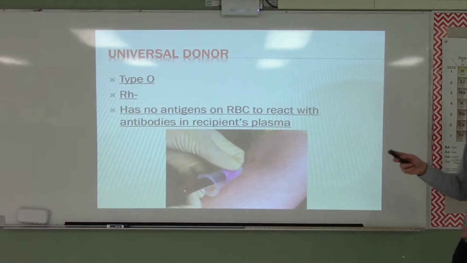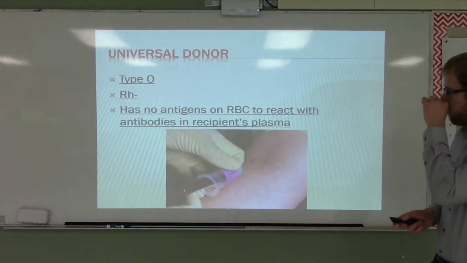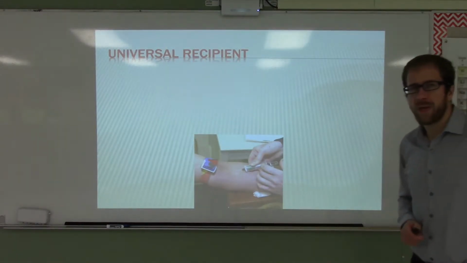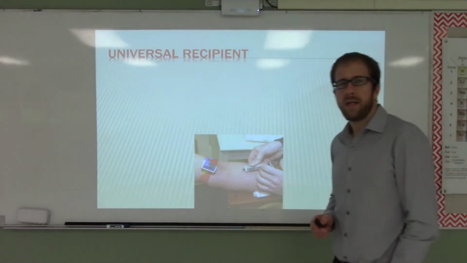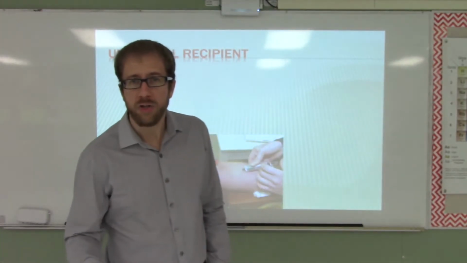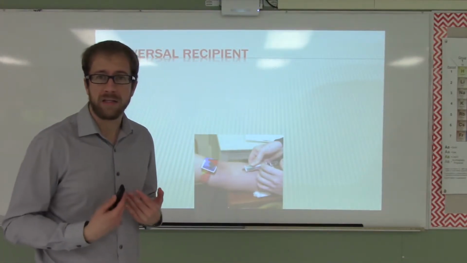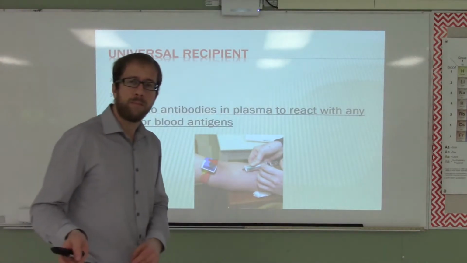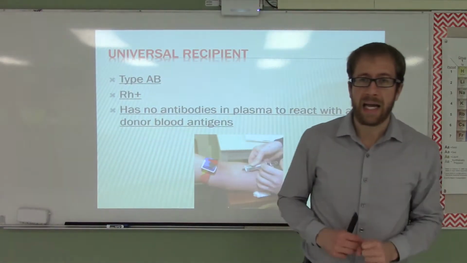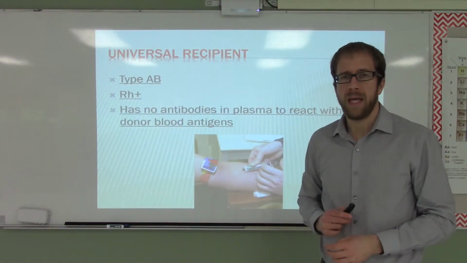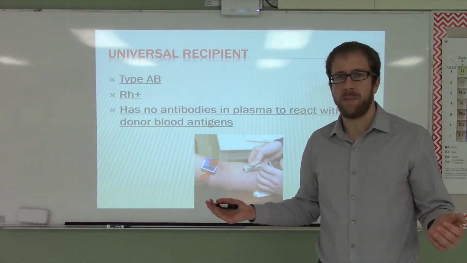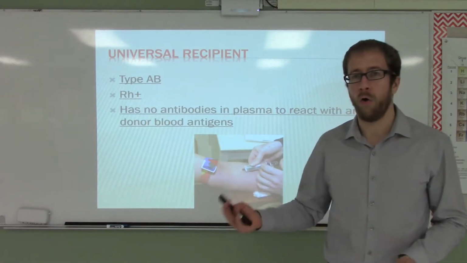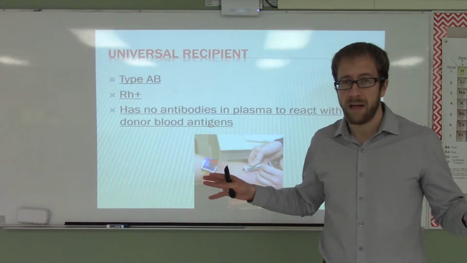So anybody can receive type O blood. Now, the universal recipient, on the other hand, is going to be the one that, no matter what antigen they get, it's going to be recognized as one of their own, right? Like, if we look at AB individuals, they have A antigen, they have B antigen, and as a result, they do not make antibodies against their own antigens. So you can inject them with A blood, with B blood, with O blood. It doesn't matter, they can receive everything.